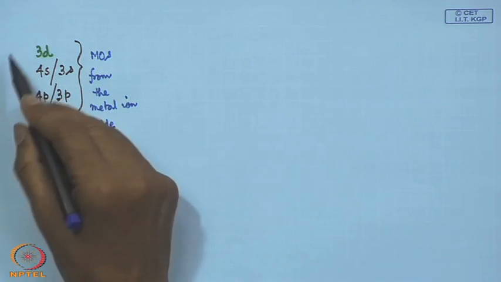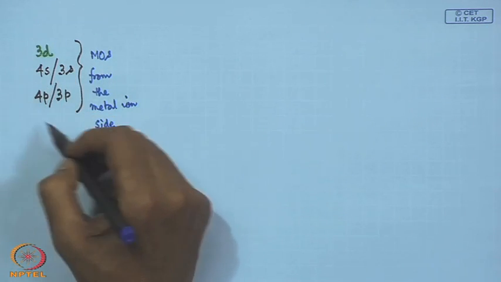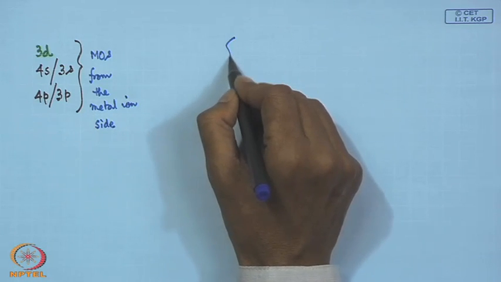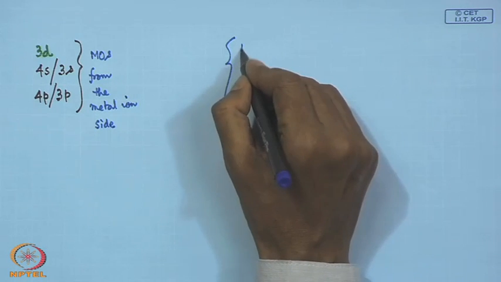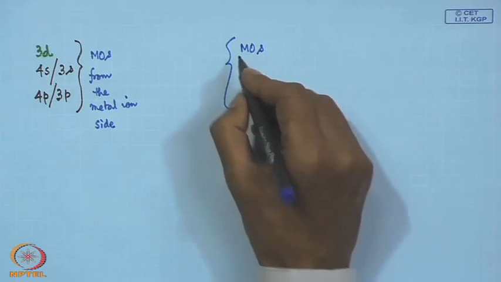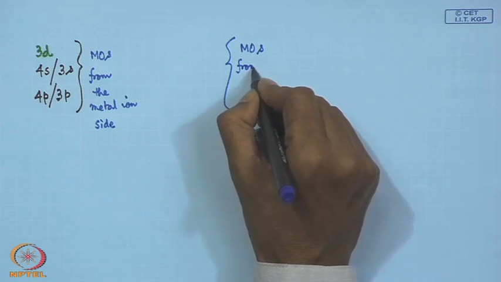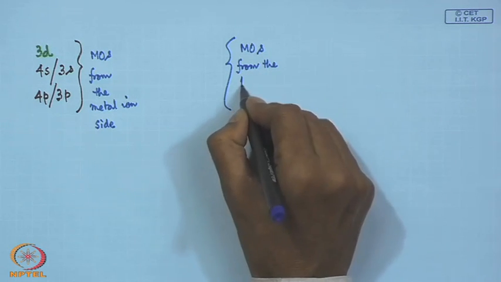So, these can have some level. At the same time, we should have the corresponding molecular orbitals from the ligand side.